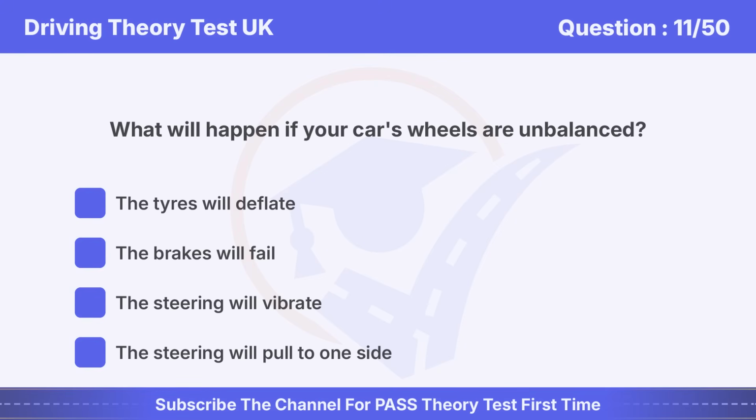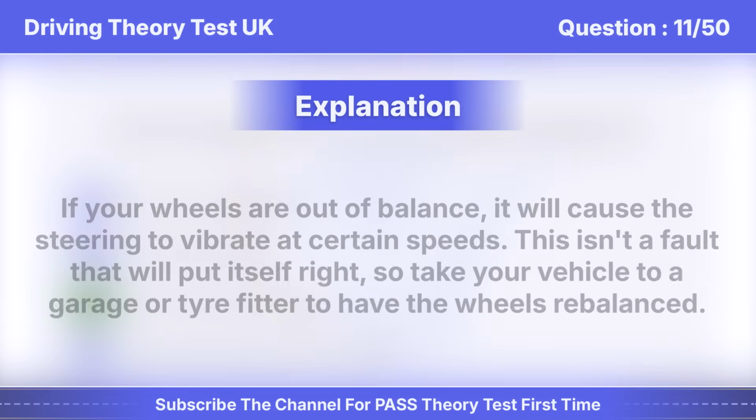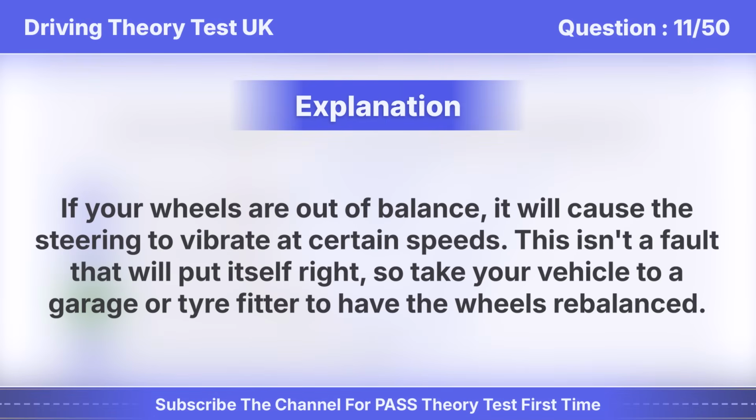Question 11. What will happen if your car's wheels are unbalanced? Answer is C. The steering will vibrate. If your wheels are out of balance, it will cause the steering to vibrate at certain speeds. This isn't a fault that will put itself right, so take your vehicle to a garage or tire fitter to have the wheels rebalanced.